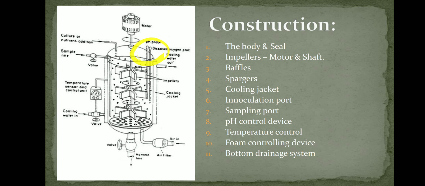This pH control device will sense the pH inside the fermenter tank, and if the pH is acidic, then it will add bases to neutralize it. If the pH is high, then it is an alkaline pH, so it adds acids to neutralize the medium inside the fermenter. So the pH control device has a pH probe, which will check the pH, and it is going to add either acid or base at regular intervals to maintain the optimal pH required for the growth of the microorganism.